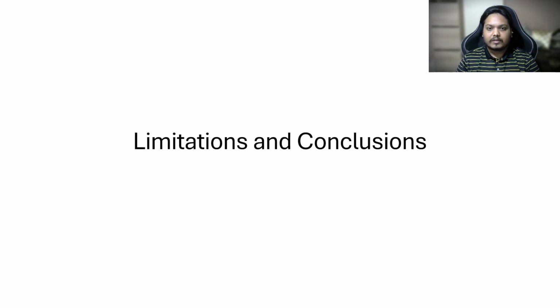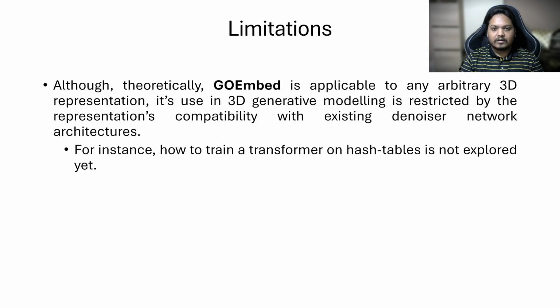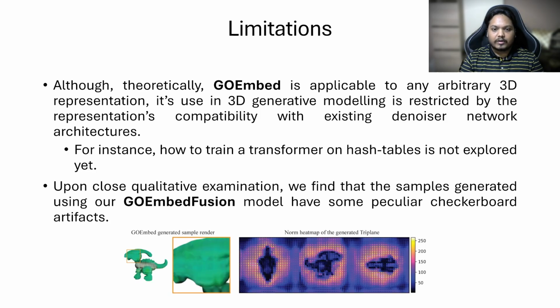Finally, we talk about the limitations and the conclusions of our work. In terms of limitations, firstly, the GOEmbed encodings are limited by the architecture of the denoiser network for 3D generation. For instance, we don't know which network architecture could operate on hash tables. Secondly, our 3D generated samples exhibit some checkerboard artifacts. We will find what causes them in the future work.